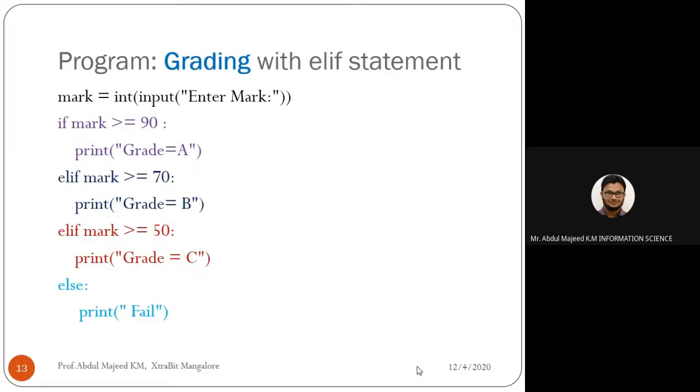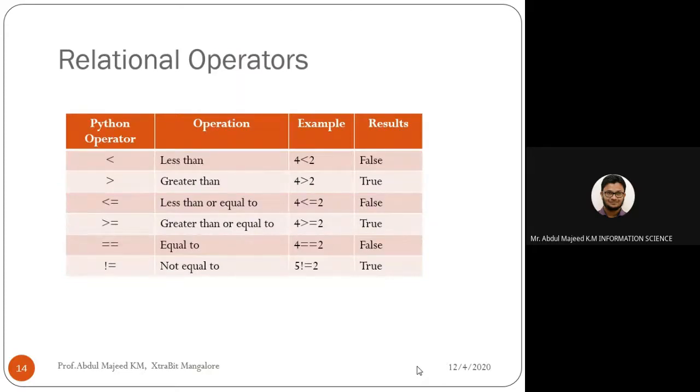Now next one, we can discuss some of the relational operators that are used in Python. So we have 6 relational operators: less than, greater than, less than or equal to, greater than or equal to, equal to, and not equal to. These are the 6 relational operators that are used in Python. Okay, so you can use these symbols to represent these relational operators.